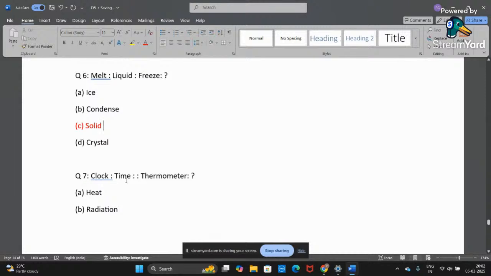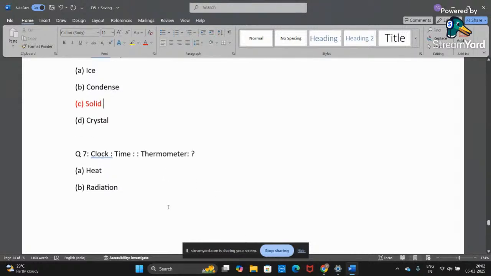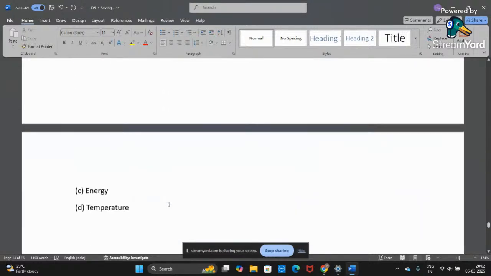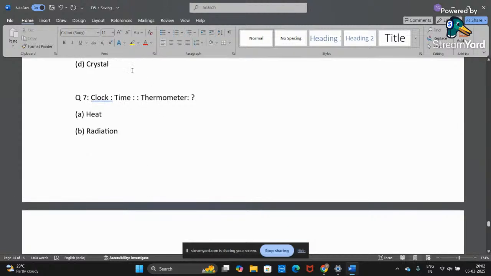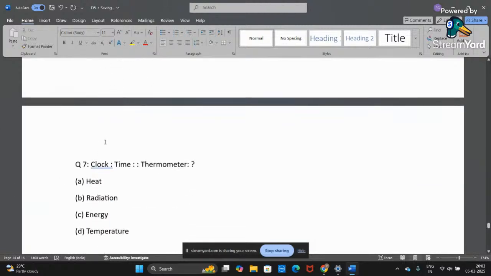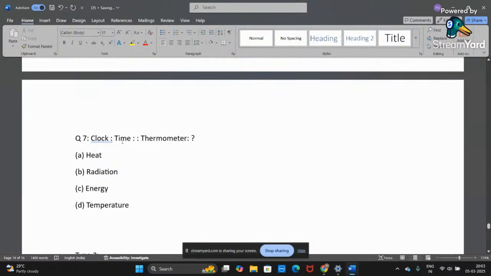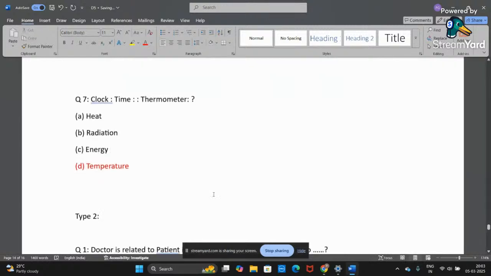Clock shows us time, then what is the thermometer used for? Why do we use a thermometer? To find what? We use a clock to find time. For the thermometer, we use it to find the temperature. Temperature is the answer.